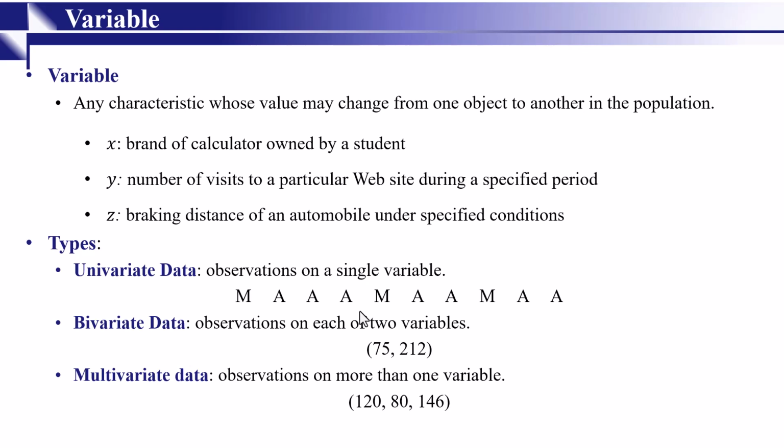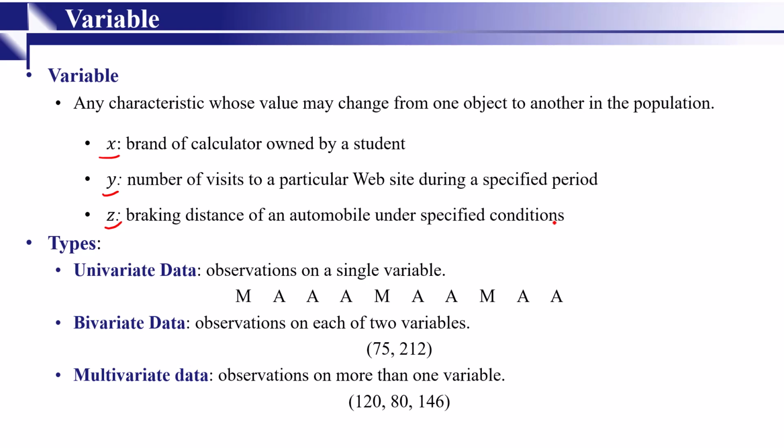Okay, so let's go back to definitions. A variable is a symbol, typically letters like X, Y, Z. For example, X as a brand of calculator owned by a student. Y, the number of visits to a particular website during a specific period of time. Or Z as the braking distance of an automobile under a specific condition. These variables represent an unknown or changeable value. We shall initially denote variables by lowercase letters from the end of the alphabet like x, y, z, w, u, or anything.